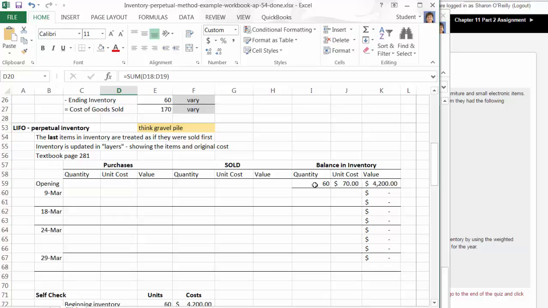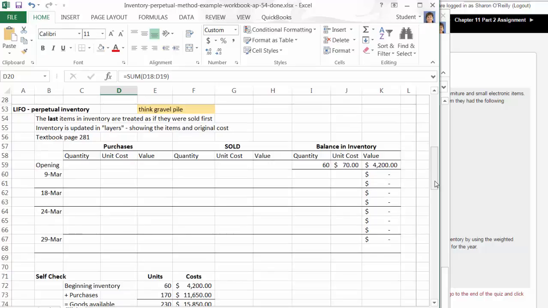Remember, we started with 60 units at a cost of $70, or $4,200 in total. On March 9th, 130 units were purchased at a unit cost of $65 for a total of $8,450. So what's in inventory after that purchase is the 60 units at $70, or $4,200, plus the new 130 units at the new price of $65 for $8,450. We have 190 units.